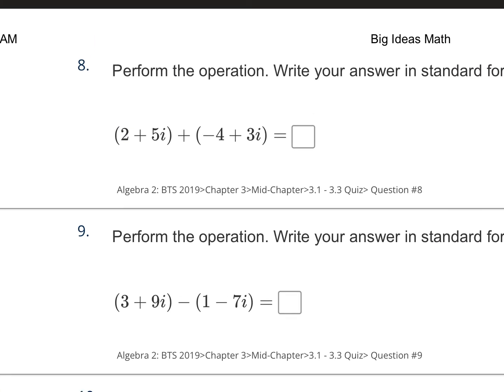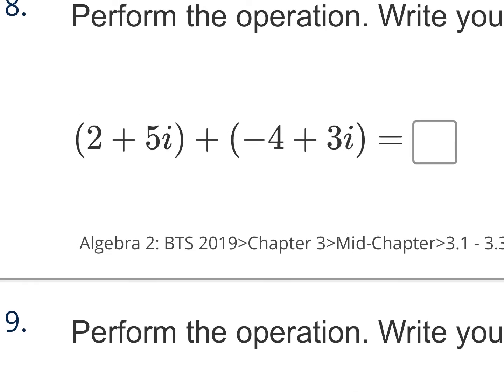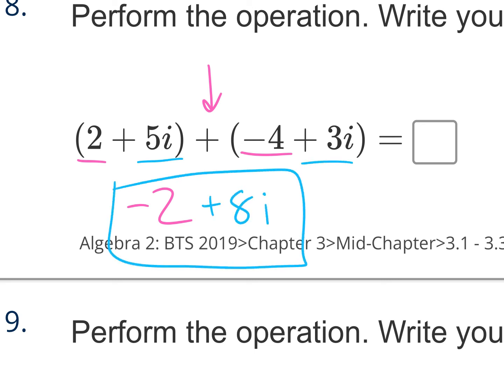All right, let's look at 8. So it says perform the operation. I have to add here. So we do not FOIL. We only FOIL when we multiply. How would I add these together? Add the real parts together, then add the imaginary. So what is 2 plus negative 4? Negative 2. And then the imaginary parts, I have 5i plus 3i. 8i. Can I add negative 2 plus 8i? No, they are not like terms, so we just leave it separate.